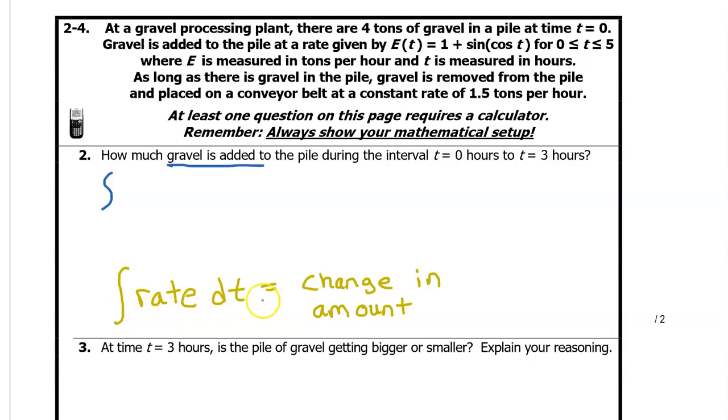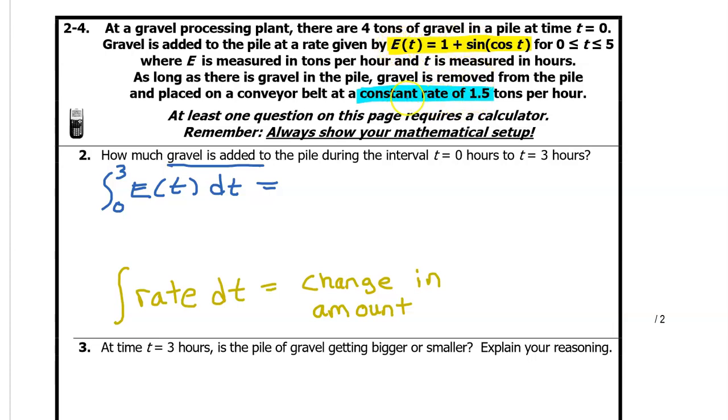All right, the integral of a rate is the change in amount. But the function that gives the rate at which gravel is added to the pile is function e. So we need the integral of e of t dt. This will give us the change in the amount of gravel. If I want the change between t equals 0 and t equals 3, then I need to apply those particular limits of integration. This is what I call a rate in, rate out problem, because they gave us a function for the rate at which gravel is added and the rate at which gravel is removed.